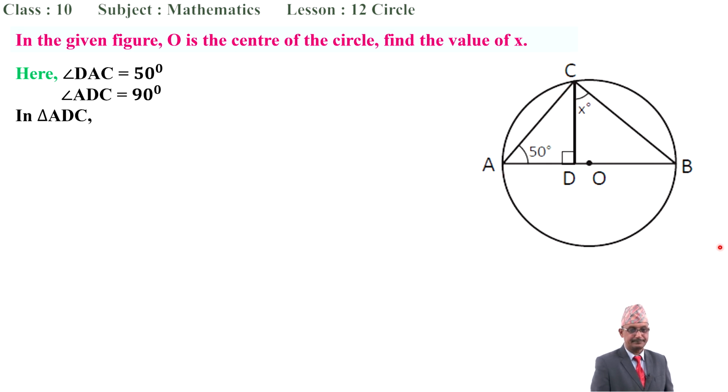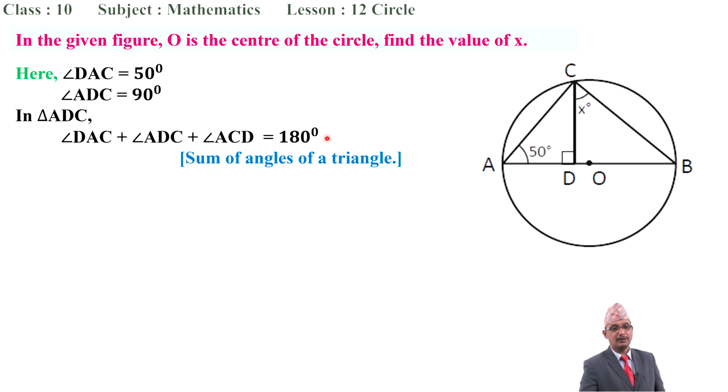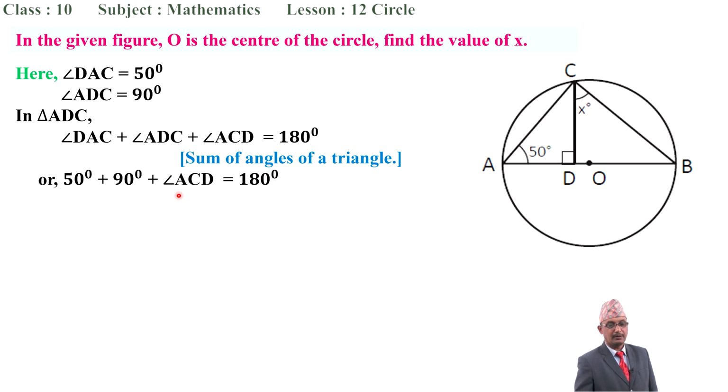Look here. Angle DAC means this angle, plus angle ADC means this angle, plus angle ACD means this angle, equals 180 degree. Reason, sum of angles of a triangle. Now put the value of angle DAC. What is the value of angle DAC? 50 degree. And ADC 90 degree. This ACD as above, 180 degree as above.